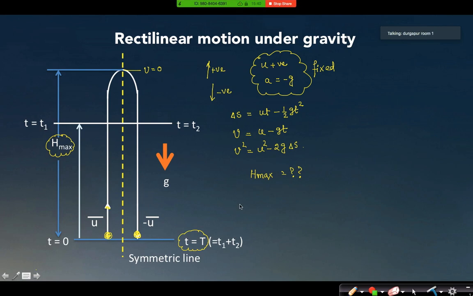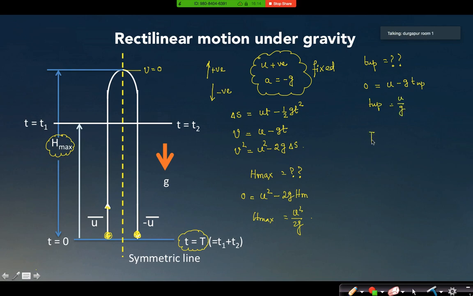Have you calculated h max? What did you get? V square, yes, u square minus 2g h max. So what is h max? You can see it is u square by 2g. Good. And can you tell me what is the time of the upward journey? How do I find the upward journey time? U by g. Yes, v equal to u plus at, so v equal to u minus gt up. So the upward time taken is equal to u by g.